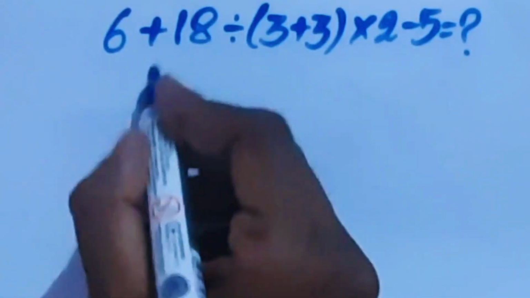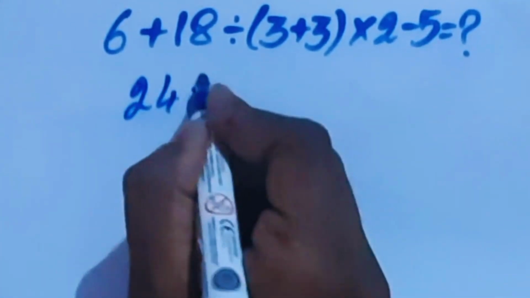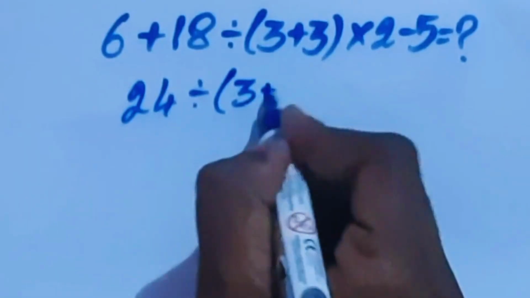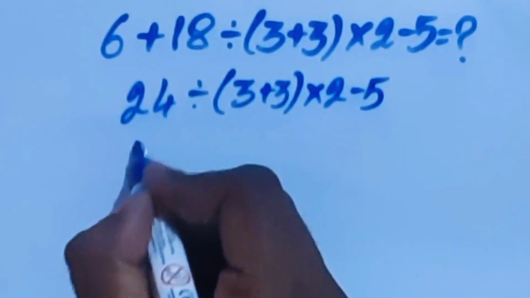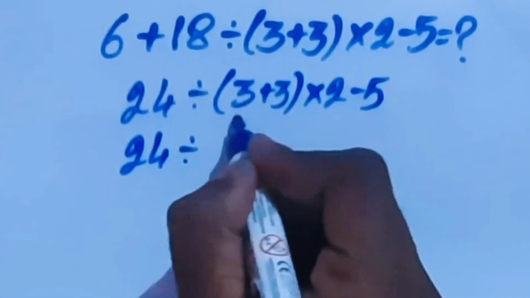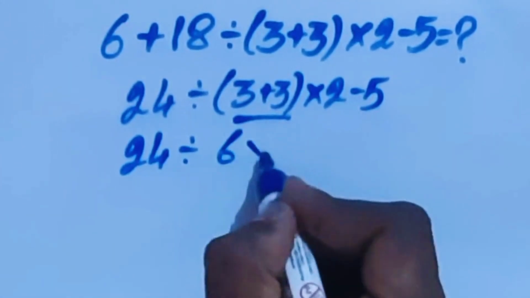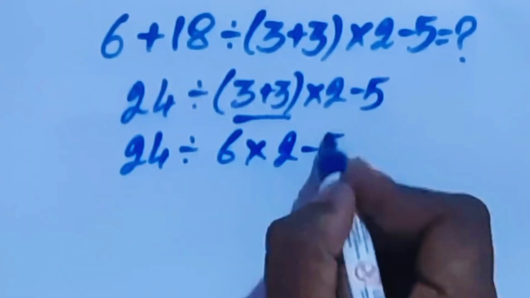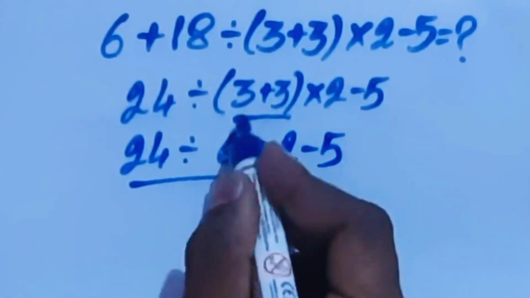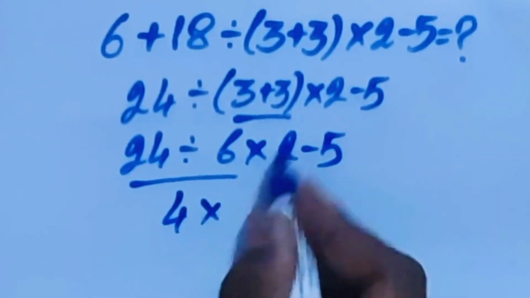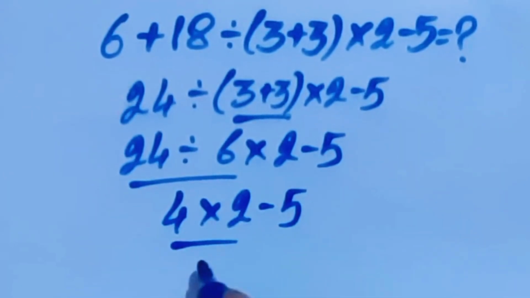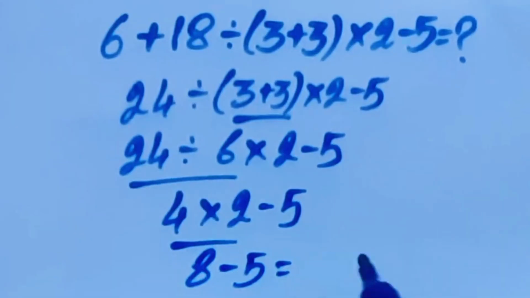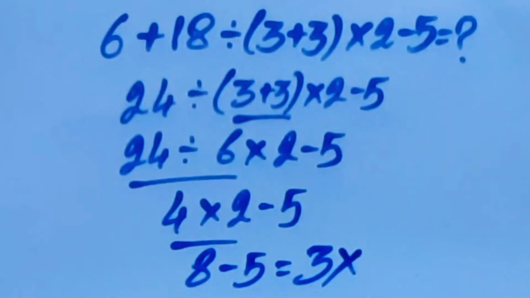Hi guys, here 6 plus 18 is 24 divided by 3 plus 3 in bracket times 2 minus 5. Here 24 divided by this 3 plus 3 is 6 times this 2 minus 5. Here this 24 divided by 6 is 4 times this 2 minus 5. Here this 4 times 2 is 8 minus 5 is 3, which is the wrong answer. As per this order of operation, this 3 is the wrong answer.